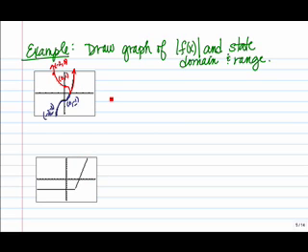Now what's the domain and range? Well, the domain is all reals, right? It extends indefinitely from left to right, but the range is from 0, the bottommost point, to infinity.